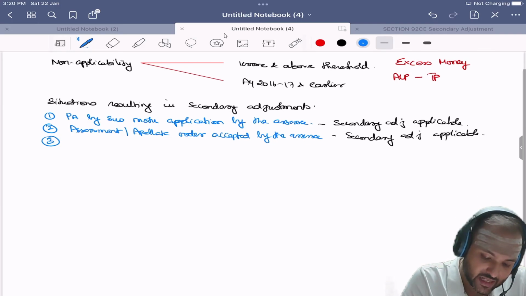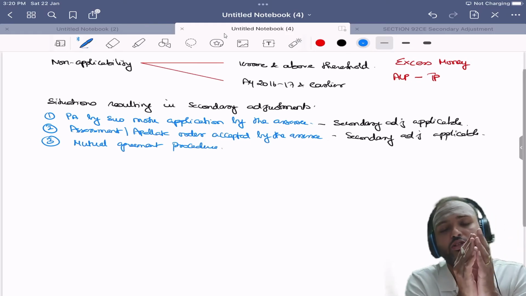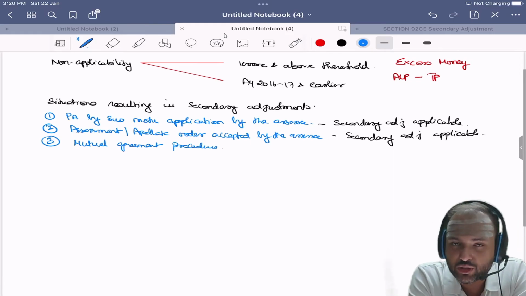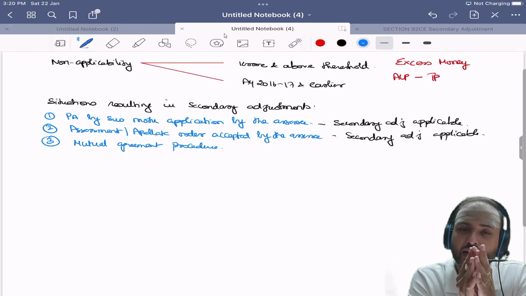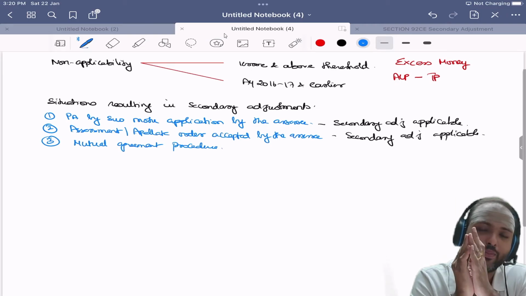This is called mutual agreement procedure. Okay, so now because of this mutual agreement procedure, they will know how it will be taxed, at what rate it will be taxed, where it will be taxed, etc.